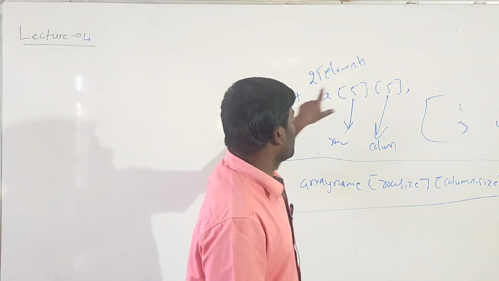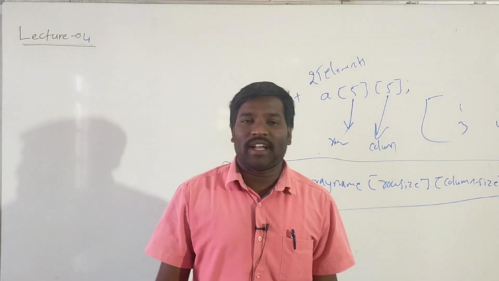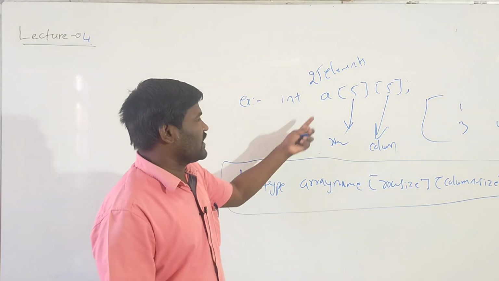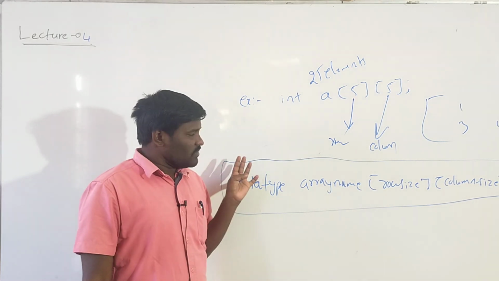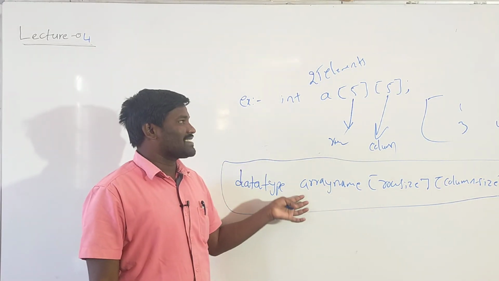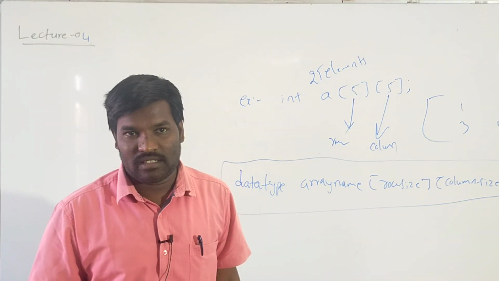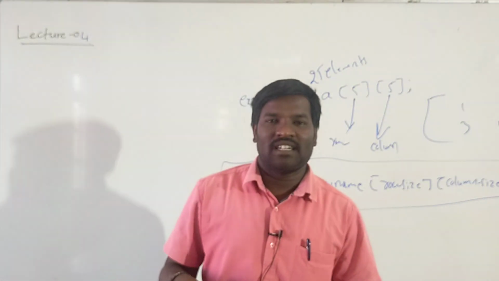In the same way, if you are declaring int a of 5, it means maximum you can store a 5 cross 5 matrix in a single variable, that is a. So this is the declaration and example of two-dimensional array declaration. Okay, so next is to read the two-dimensional arrays.